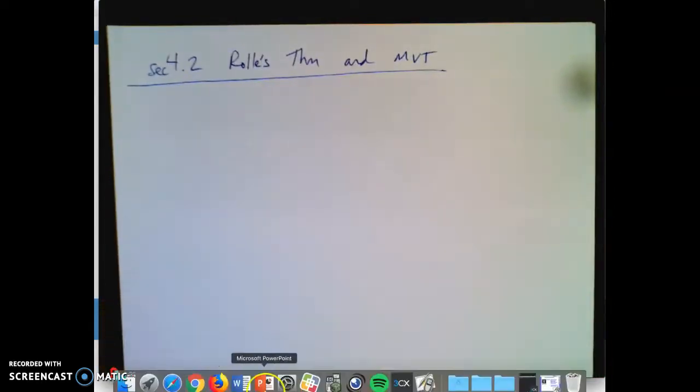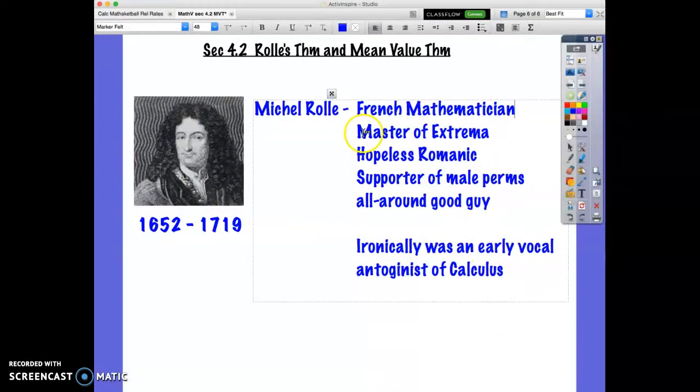Based off of, it was created by Michel Rolle. I'll show you what this guy looks like. Hold on. Yeah, check this out. Here he is. He's French, 1652 to 1719. He was a French mathematician, master of extrema. He was a hopeless romantic, supporter of male perms. Check out that hairdo. And an all-around good guy.